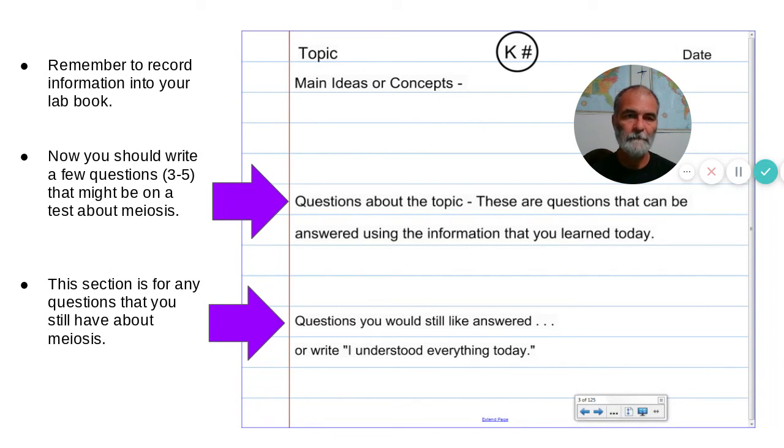So go ahead and write a few questions, maybe three to five questions about what you just learned about meiosis. And then if you understood everything, record I understood everything today. If you still have questions, put down your questions or what it is that you still don't quite understand. Make sure to contact me if there's something that you don't understand so that I can explain it more or better so that you can understand.